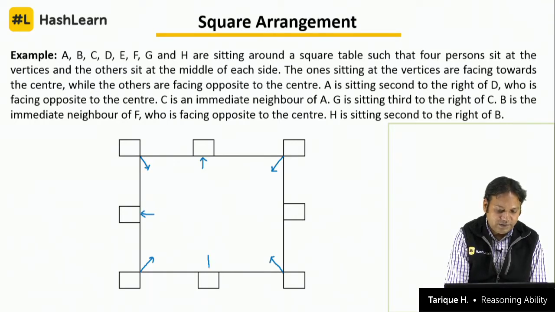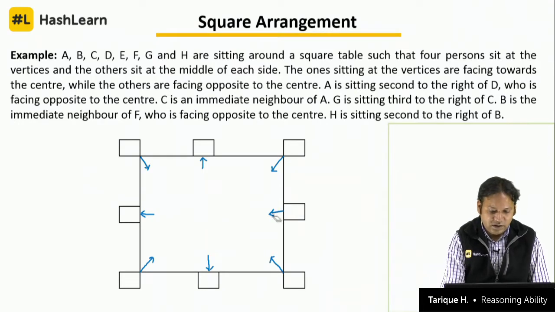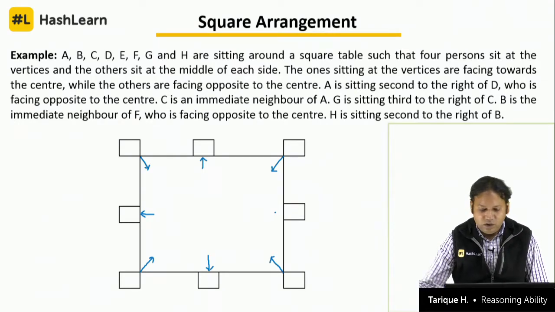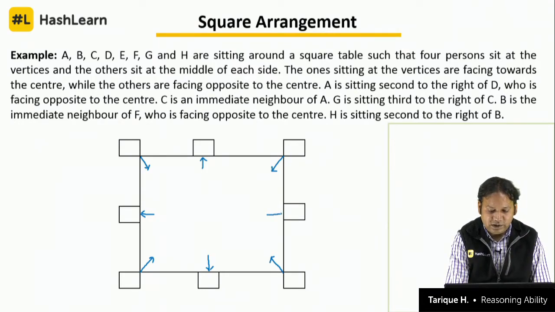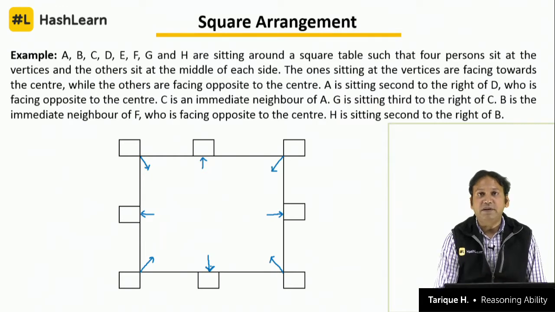So these 4 are facing opposite the center, and this will decide which side is right and which side is left. Just a moment, let me make this correction here. This person is facing opposite to the center. So 4 persons facing opposite and 4 persons facing towards the center. So make the setting first, around 20 or 30 seconds, and make a neat diagram so that you don't have to worry about filling the information in the diagram.